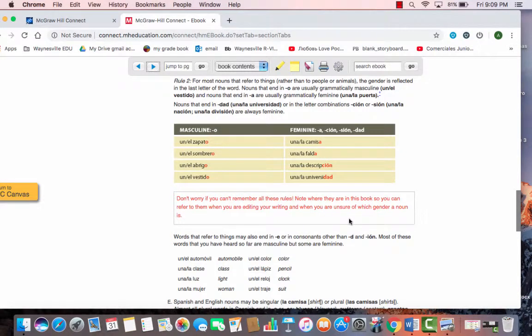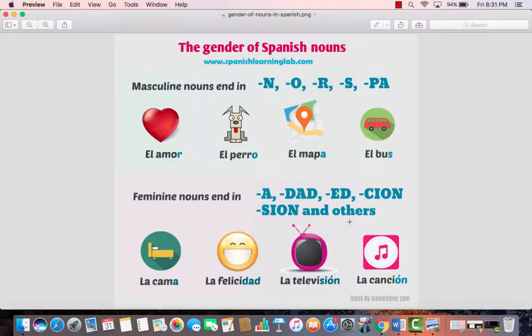Hello, students. This lecture is to help you better understand the reading for section 1.2, which is gender and numbers of nouns. Every noun is divided into masculine or feminine. So every noun in the Spanish language is either masculine or feminine.